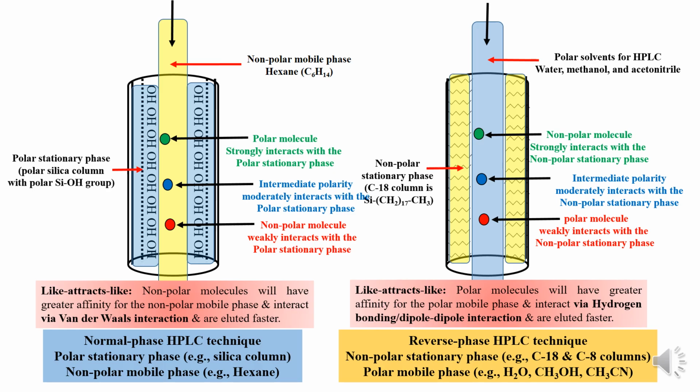So rule of thumb, what does it say? It says like attracts like. Polar molecules will have greater affinity for the polar mobile phase and interact via hydrogen bonding or dipole-dipole interaction, and hence are eluted faster.